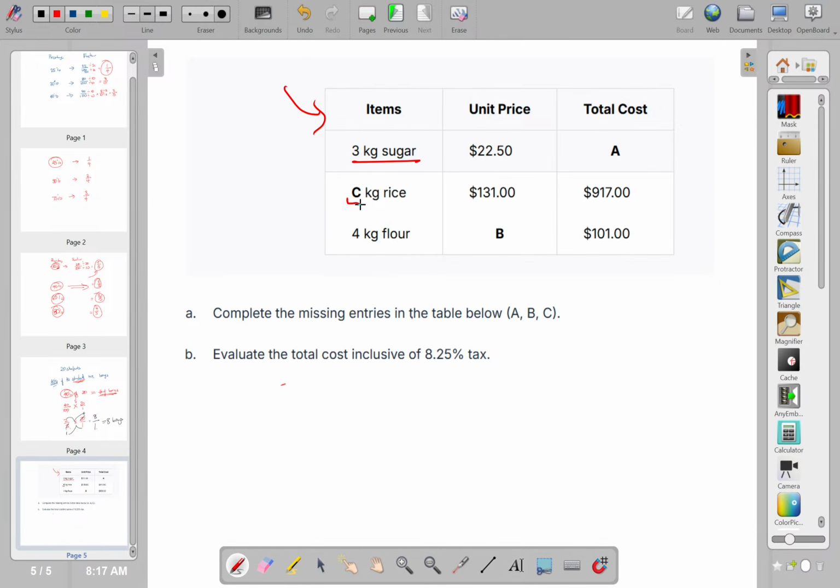We don't know how many kilograms of rice. And we have 4 kilograms of flour. All right, so we'll buy some goods, right? They give us the unit price.